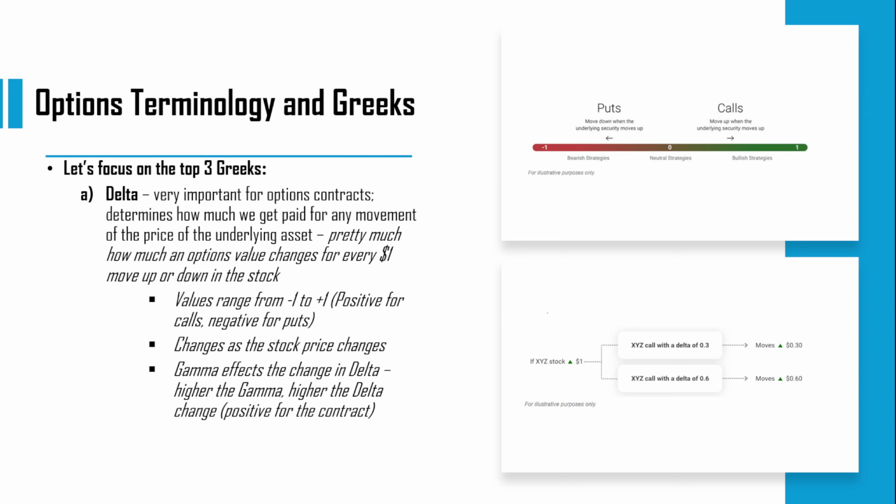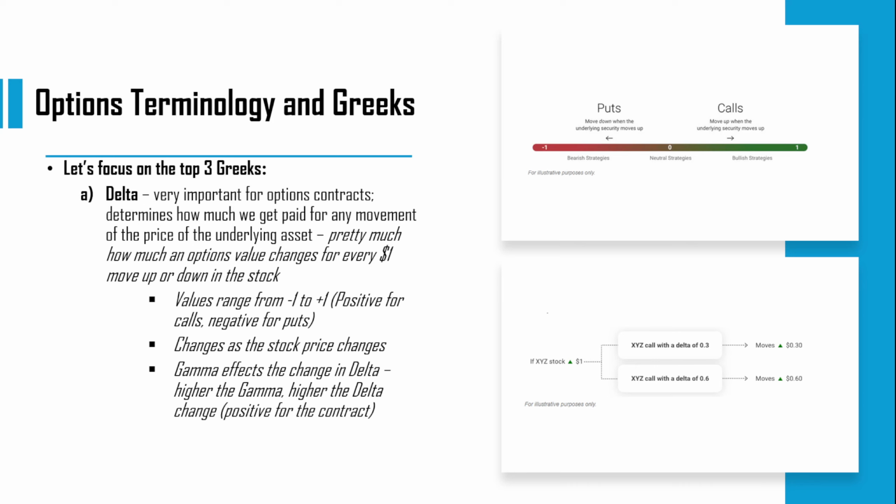It determines how much we get paid for every movement of the price. So pretty much, like Troy was saying, the option's value changes for every dollar move up or down in the stock. The values for delta range from -1 to +1. The more negative you are, it's on the put side; that's what you'll see on the puts. And on the calls, it should be positive delta. The higher the delta, the more you're going to get paid.